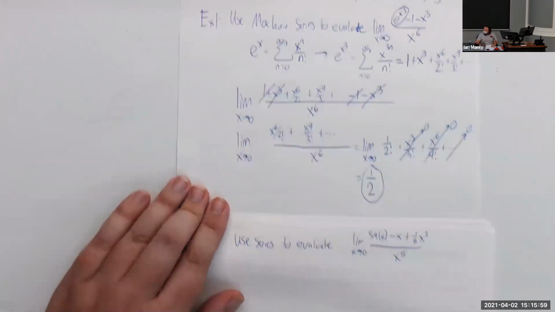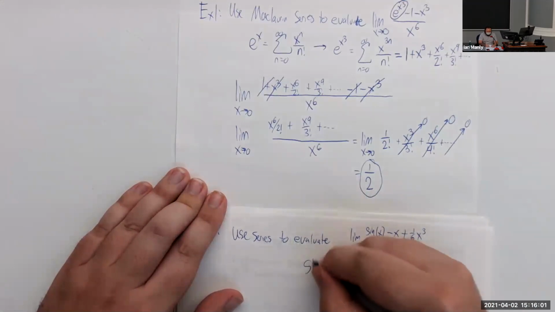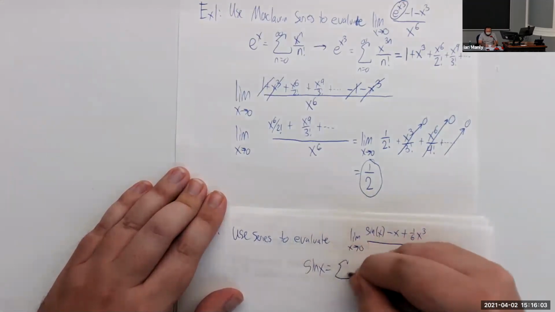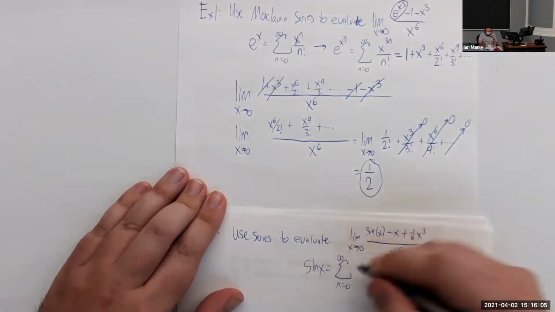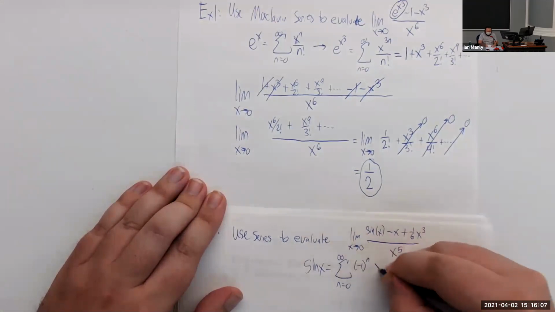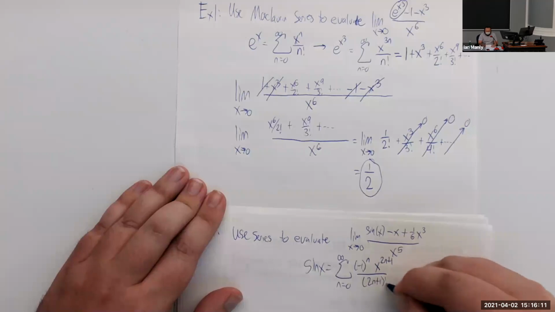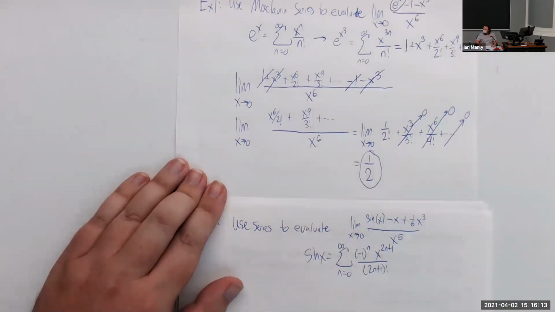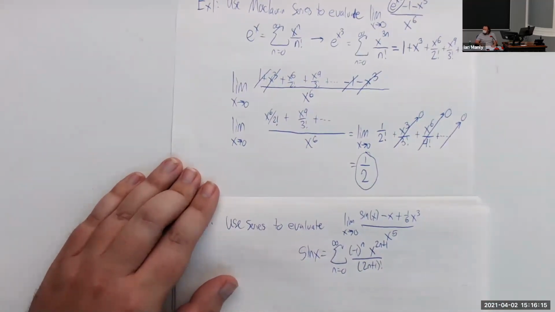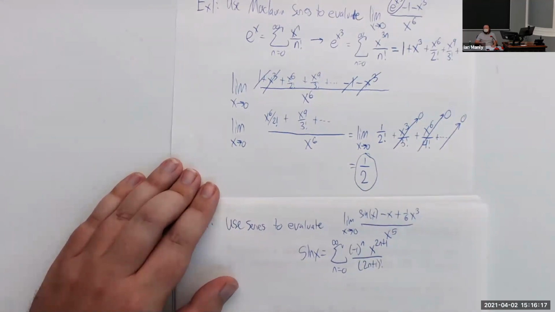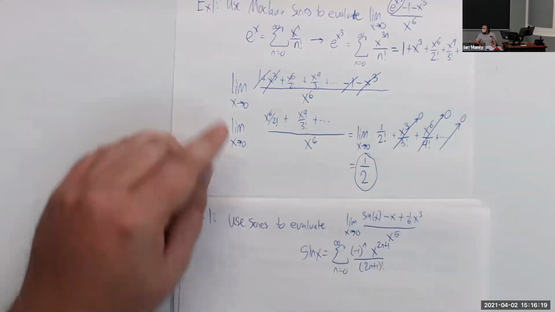Oh yeah, I forgot to give this one for sine. So sine of x is the sum from n equals 0 to infinity of -1 to the n, x to the 2n plus 1 over 2n plus 1 factorial. Yeah, that's right. I keep forgetting to give them to you now.